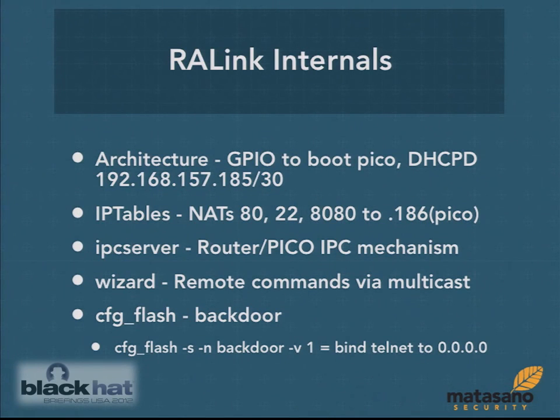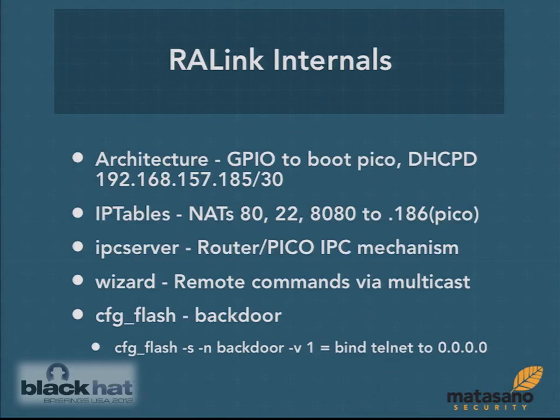The last one I looked at was the CFG_flash, which, after looking at it, had this thing called config flash dash. So it's -S for save, -N for the name, which is backdoor, and -V for one. After sending that command and booting the device up, it binds telnet to 0.0.0.0. So now I don't need to actually plug in a physical cable to this device anymore. I have access to it just through telnetting to whatever IP address it requests from my router.